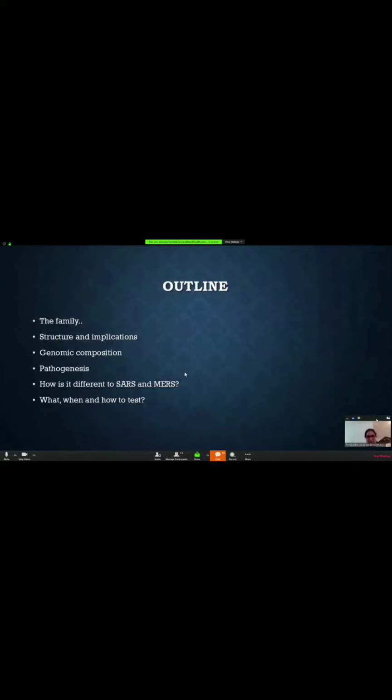Okay, so as I was saying, I will start off with the family that the virus belongs to. I will try to keep it as simple as possible with structure and its implications. And I will talk a little bit about genomic composition and the implications in diagnostics, a little bit about pathogenesis in a very simple way, and also to understand how different it is to the SARS that we know about, which was an epidemic in 2003, as well as the MERS, and what, when, and how to test.